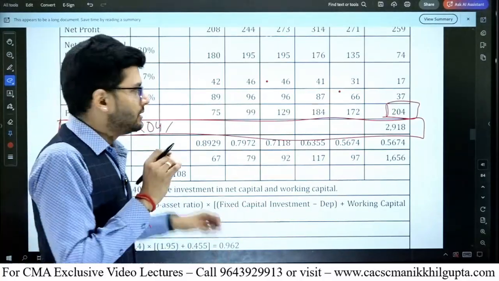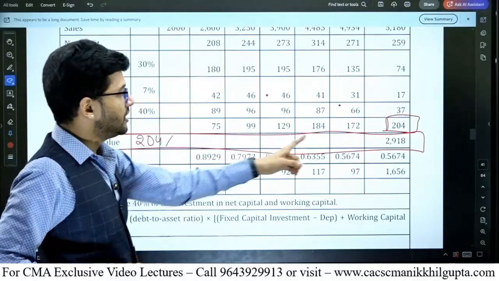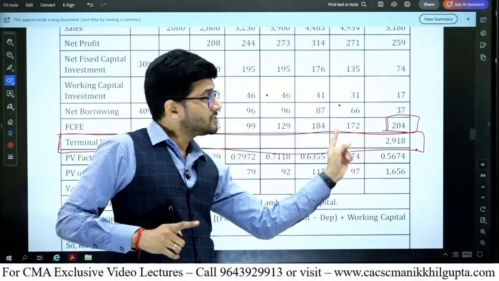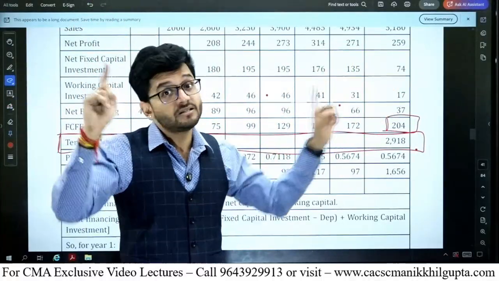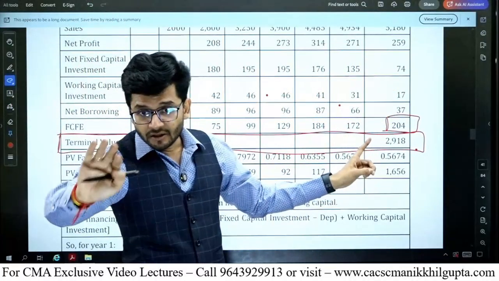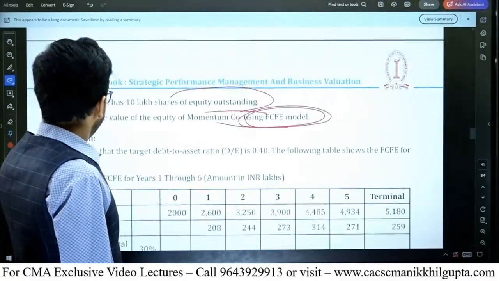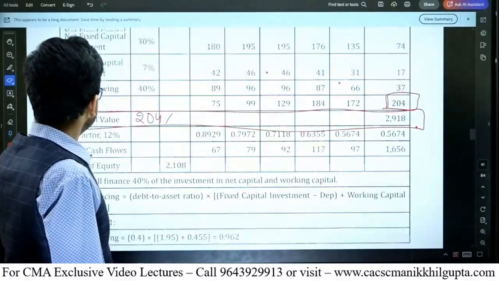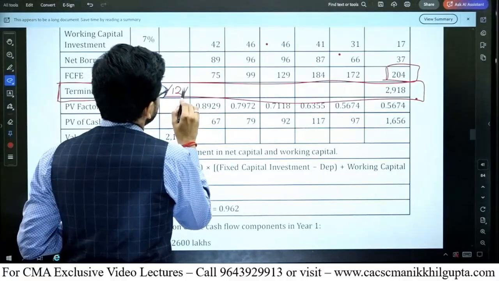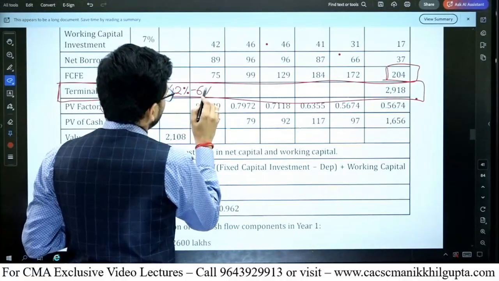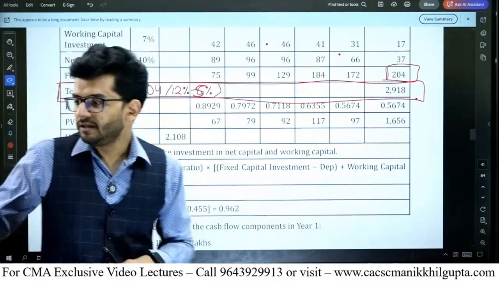Now 204 whole divided by KE minus G. We are not going to add G in it because G is already added in the numerator, 172 to 204. We are not going to re-add it. Please mind this very important thing. But in the denominator, KE minus G will be there. KE is 12% in this particular question. So 204 divided by 12% minus growth rate of 5%. This is how your calculation will be done.